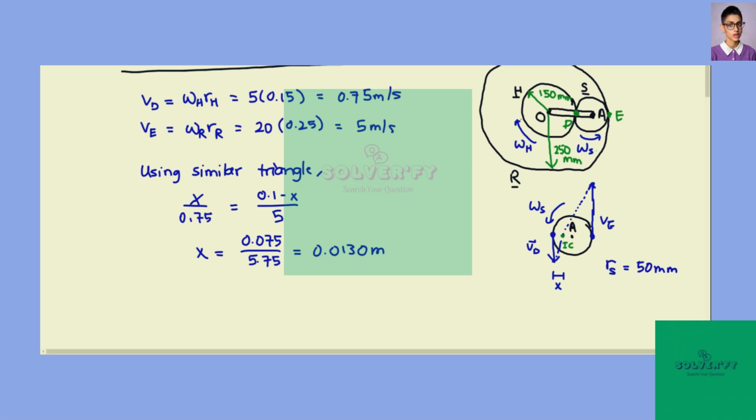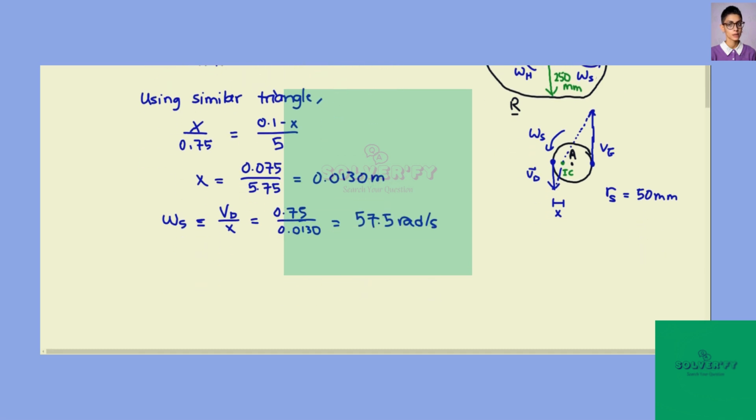Then we can find omega S by using the speed of point D, which is VD divided by x. So this is 0.75 divided by 0.0130. This can be calculated to be 57.5 radians per second.